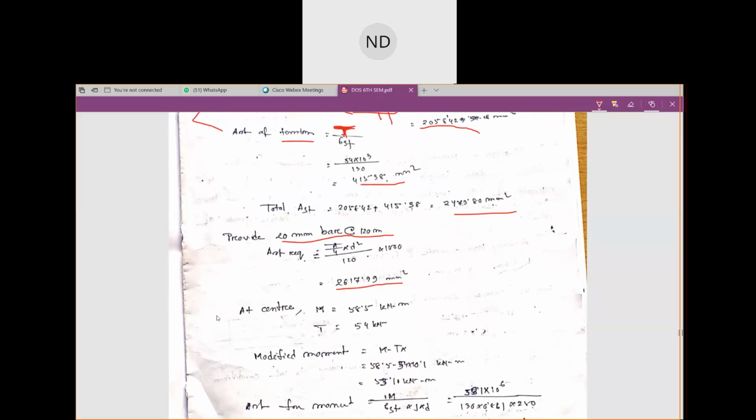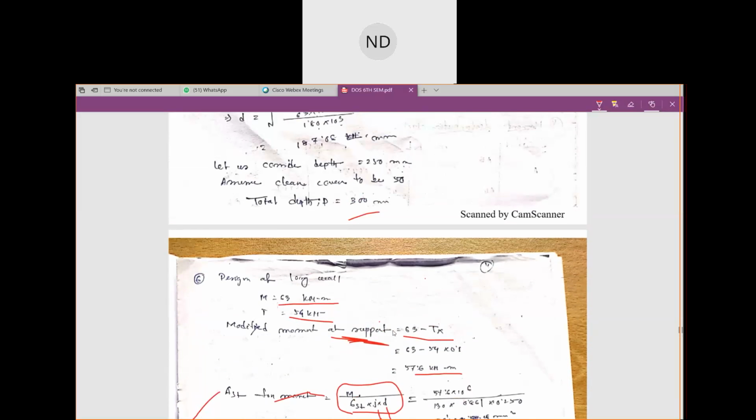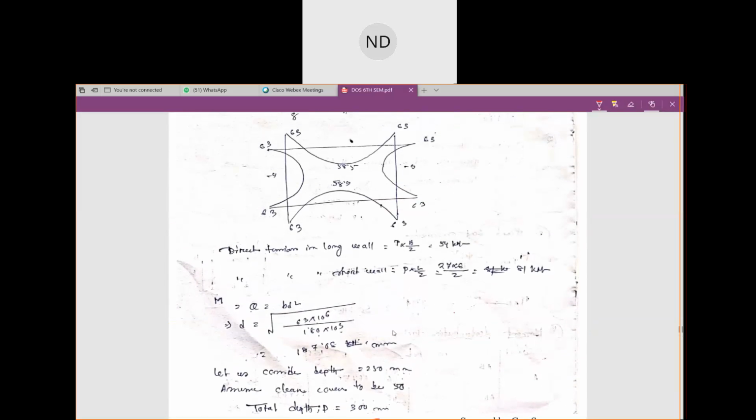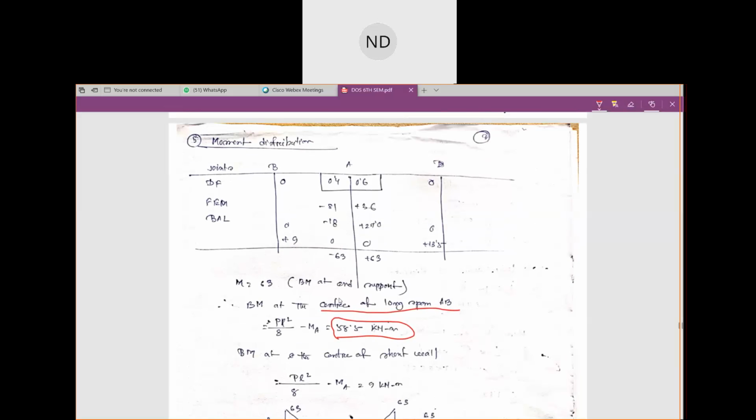Now at the center, how much will you get? At the center we have the moment as this much, 58.5, and the tension to be 54 kilonewton. Bending moment at the center of the long wall, we had calculated, was 58.5 kilonewton meter.